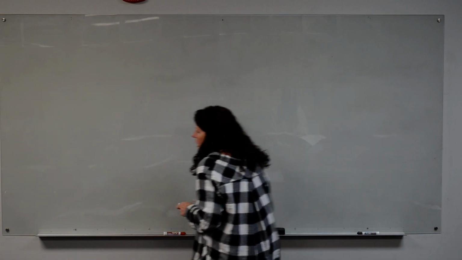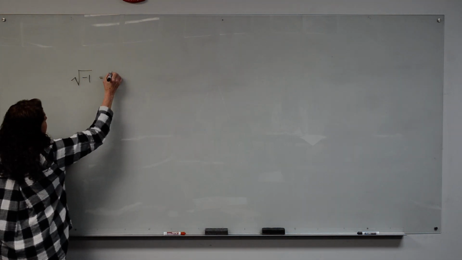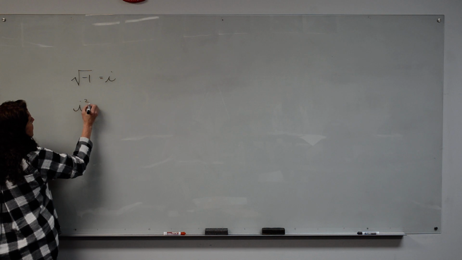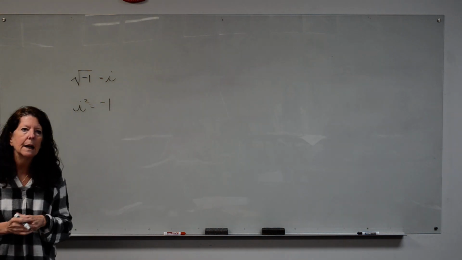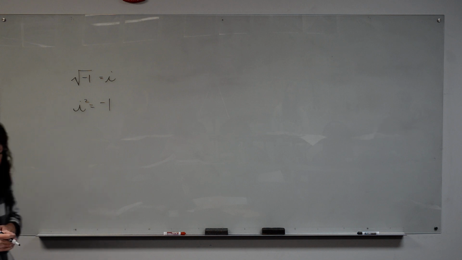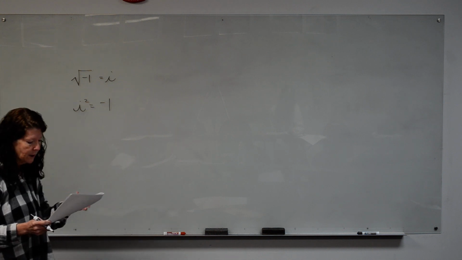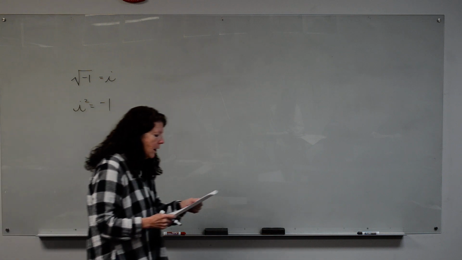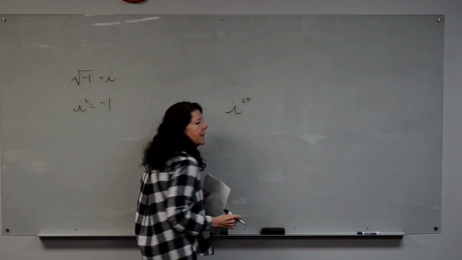Just remember on complex numbers that the square root of -1 is equal to i, and i squared is equal to -1. Okay, that's the key behind the complex numbers. Most of the things you just treat like ordinary x's or a's or whatever, but you cannot keep an i squared in your answer.